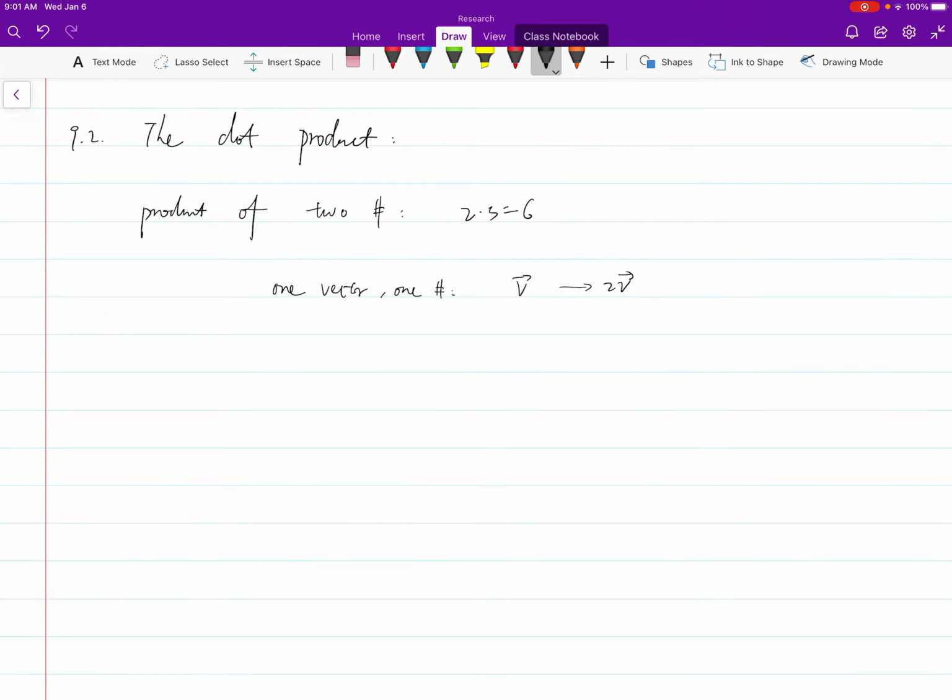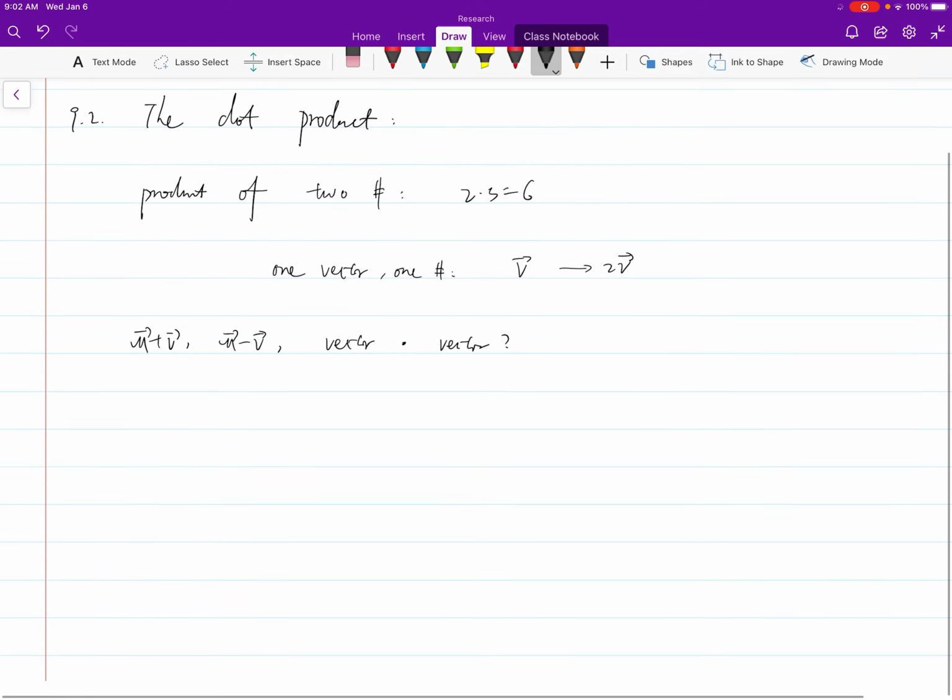Now, of course, we have defined addition and subtraction of two vectors. Then naturally, we should also ask, can we do the product of two vectors? A vector times a vector. How do we define it such that it has a certain kind of geometric or maybe algebraic meaning, which is convenient for us to study certain kinds of problems?